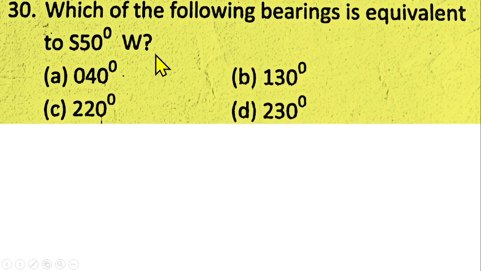Question number 30 is from bearing. Which of the following bearing is equivalent to 50 degrees southwest? So this is a compass bearing. We have to change it to 3-digit bearing.